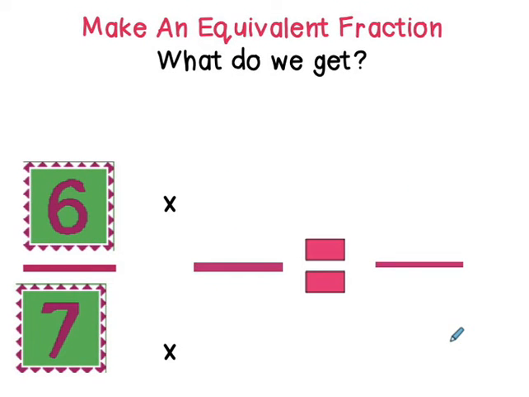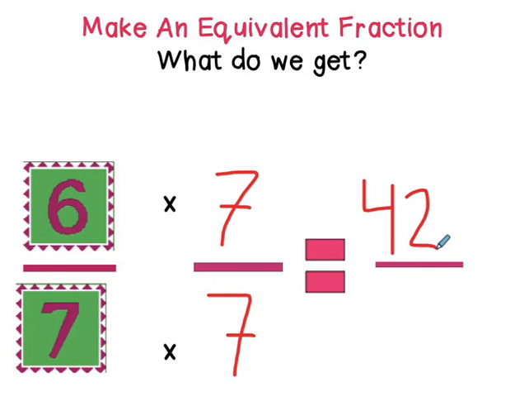Now I have 6/7. Let's say I want to multiply this one by 7. I have to put a 7 in the top, which means I have to put a 7 in the bottom, because now I have a fraction equal to 1. 6 times 7 is 42, and 7 times 7 is 49, and I now have 6/7 equals 42/49 are equivalent fractions.